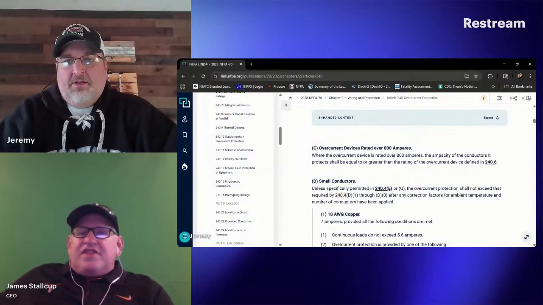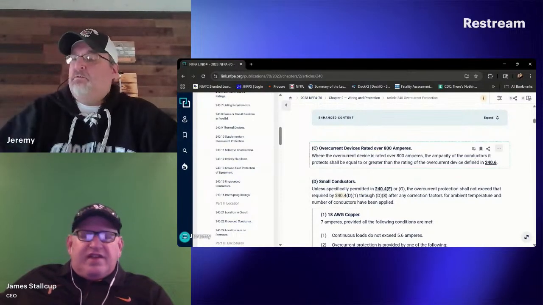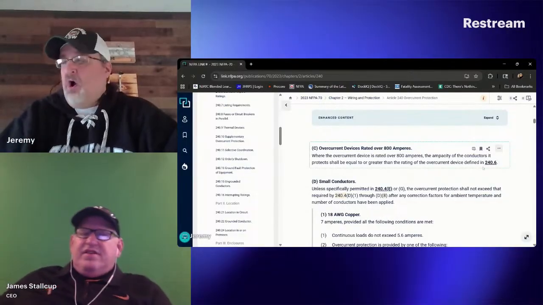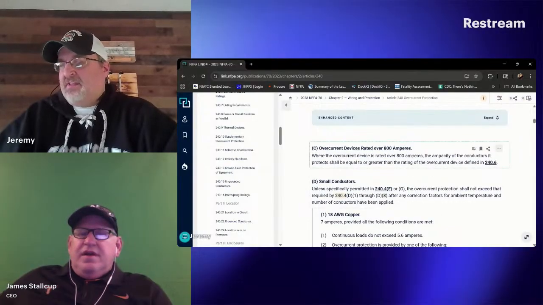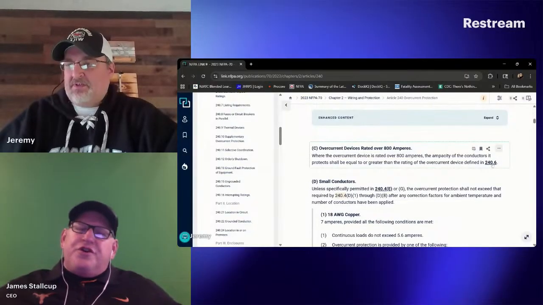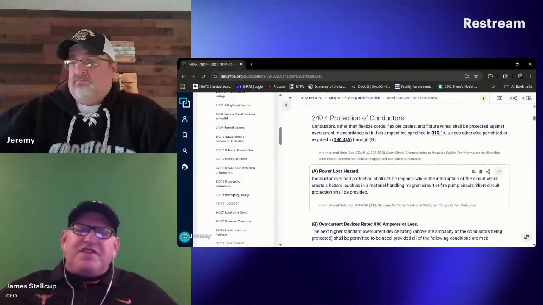The way they set it up is you drop down to whatever the size is below, the next size that's below. Where does it say that in the code? Right there, it says it. No, it does not. Yeah, it does. It says the ampacity of the conductors it protects shall be equal to or greater than the rating of the overcurrent device. What size are you going to put it at? A 20 amp? 50 amp, 60 amp.